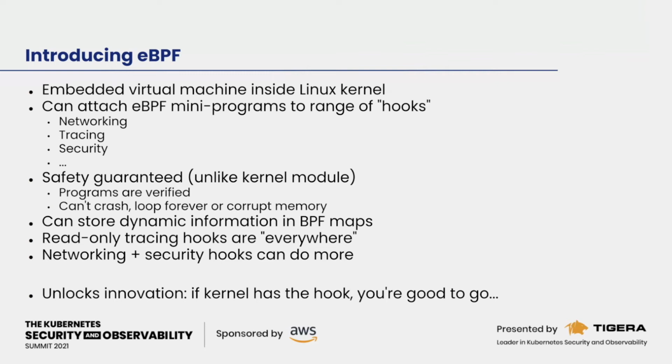What does it mean to say it's a virtual machine and bytecode and that kind of thing? Well, if you've come across the Java virtual machine or the .NET virtual machine, it's a very similar idea. By compiling the code to a bytecode instead of directly to machine code, we get an intermediate form of the program that we can do more processing on. And in particular, the Linux kernel has a verifier that takes the BPF bytecode program and verifies that it's safe.